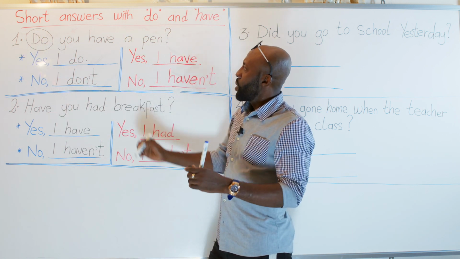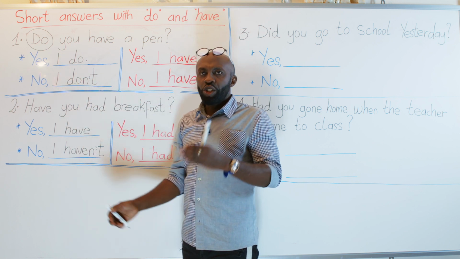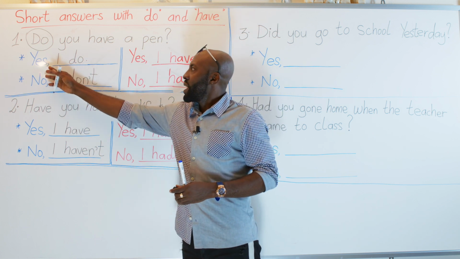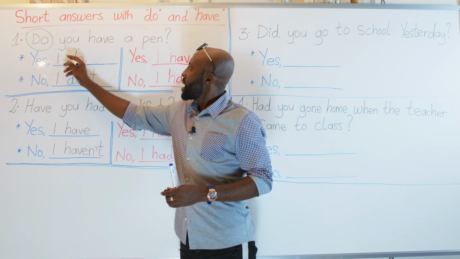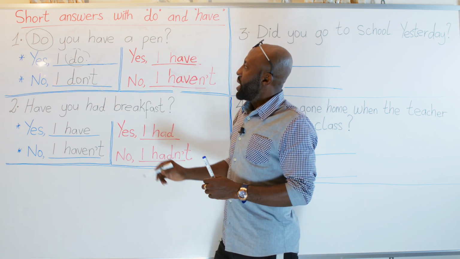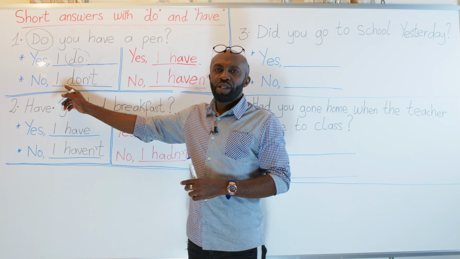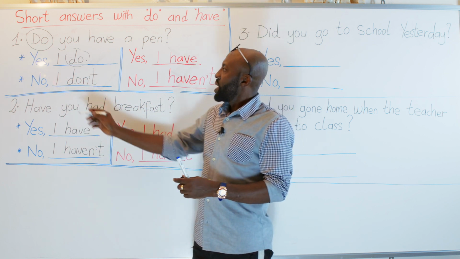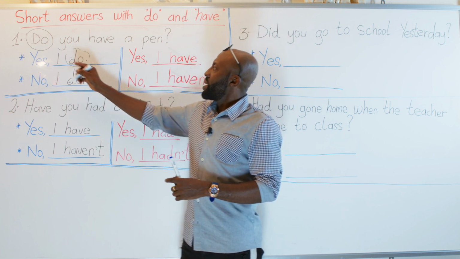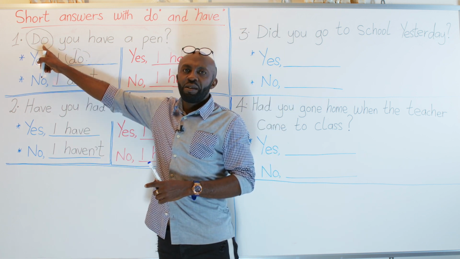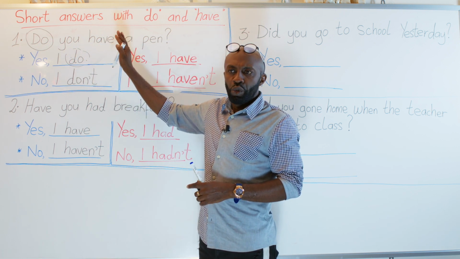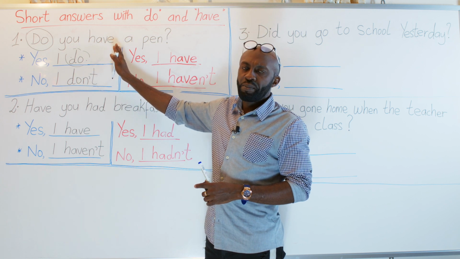So here, if it's a yes answer, what should you say? Do you have a pen? Yes, I do. Good. If it's a no response, what should you say? You say, no, I don't. Very good. So you pay attention to the auxiliary verb. Have here is the main verb. You don't look at the main verb.